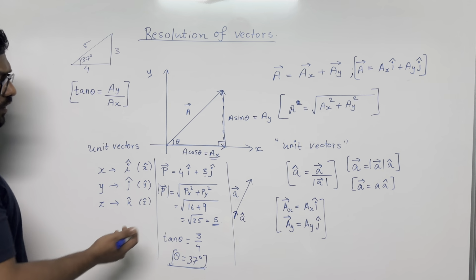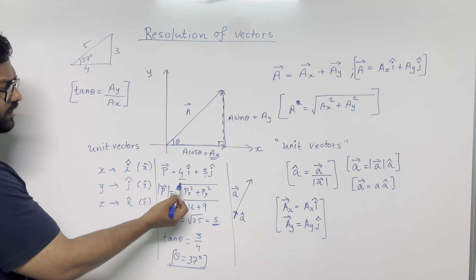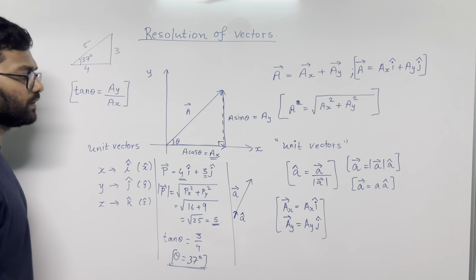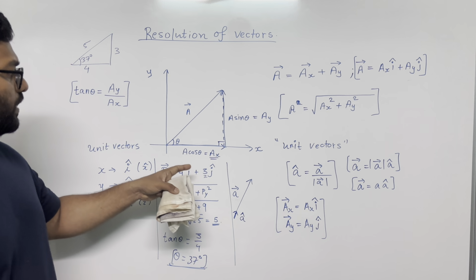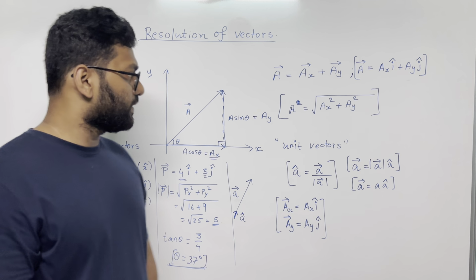If somebody asks you what is the x component of p bar, then this is the x component. The one which is the coefficient of i cap is the x component, the one which is the coefficient of j cap is the y component, right? You can find out the angle, you can find out the magnitude as well. Okay, so that's all for the resolution of vector.